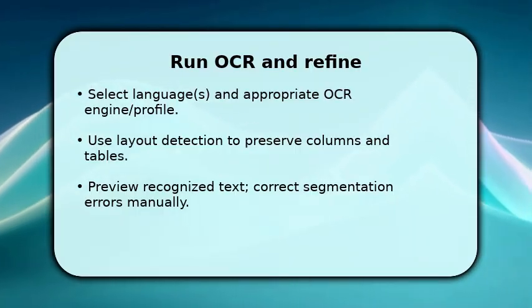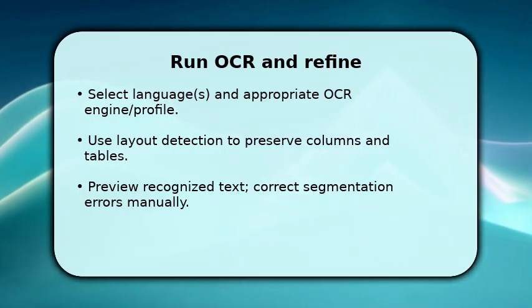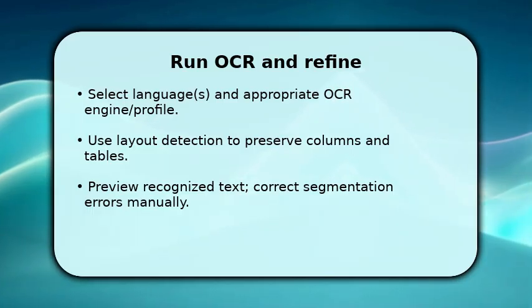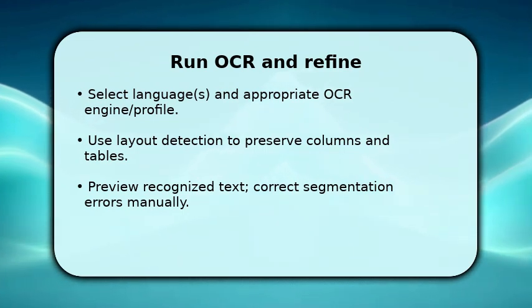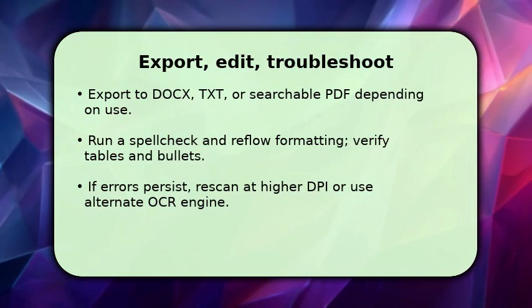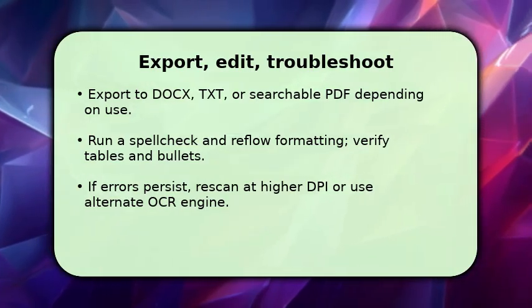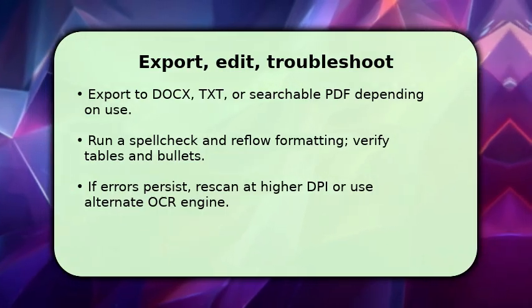It improves character recognition. After the run, review the preview and fix common issues like merged lines, split words, or misread characters. Use the tool's manual text selection or zone mode to rerun OCR on problem areas for better results. Finally, export your recognized text to the editable format you need: docx for heavy editing, TXT for plain text, or searchable PDF to keep layout.